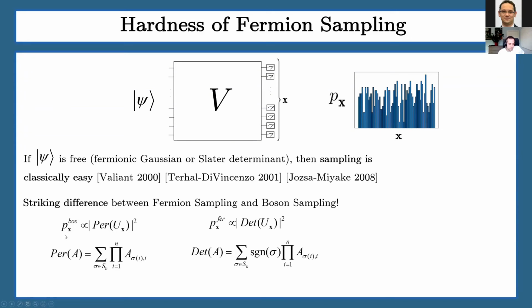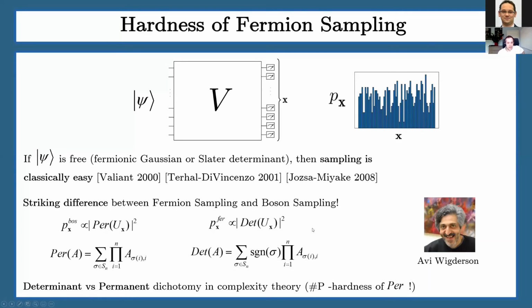Because probability amplitudes for bosons are related to permanents of some submatrices constructed from your circuit, and permanents are hard to compute. But for fermions, the same scattering process is related to determinants that can be computed efficiently by, for example, just diagonalization. And it's connected to a bigger thing in complexity theory: the determinant versus permanent problem in algebraic complexity theory.